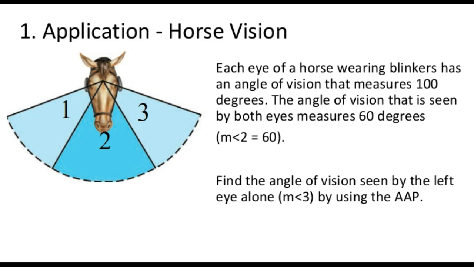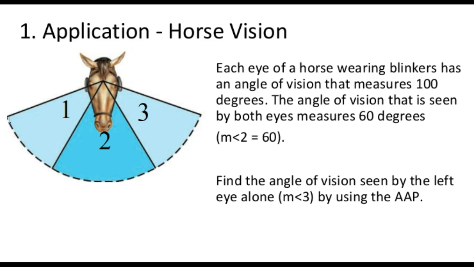In case you don't know what horse blinkers are, it's these little things that block the horse's vision when they're racing so they don't get distracted. So here's a diagram that may help you visualize this. So both eyes have a span of 100 degrees that they are able to see, but don't forget there's a section where both eyes overlap and they can see the same thing right in front of them. So that would be section 2. That's the angle of vision that's seen by both eyes, which they tell us is 60 degrees.